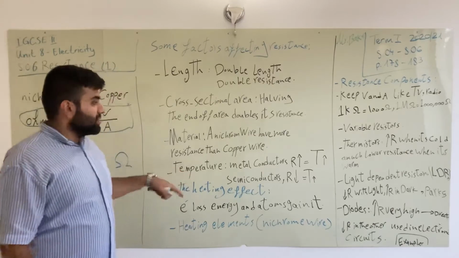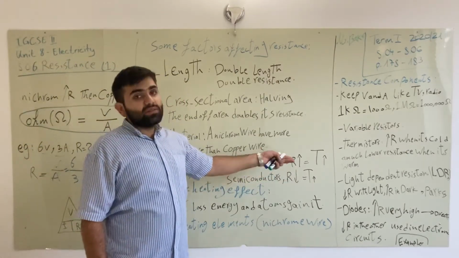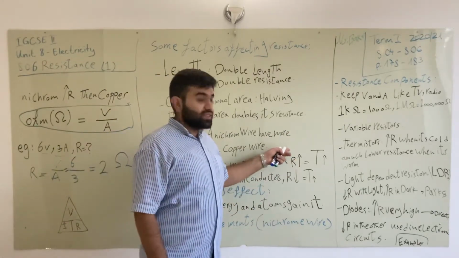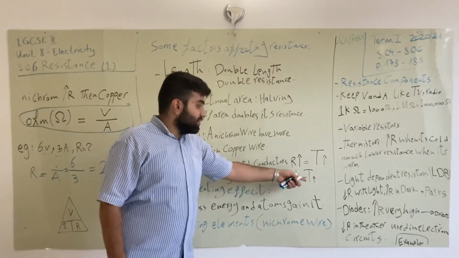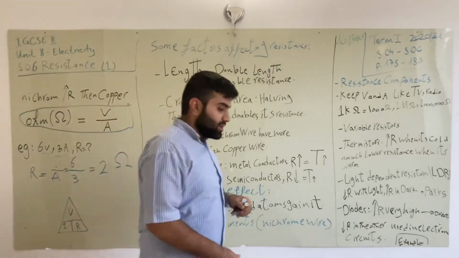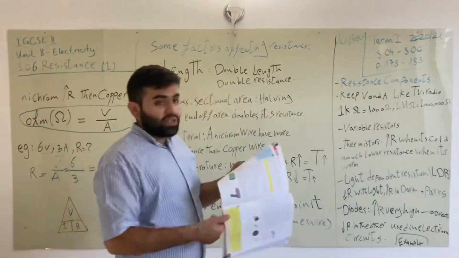Temperature. For metal conductors, when they have a higher temperature, the resistance is higher. But for semiconductors, when I have a higher temperature, the resistance goes lower. You can see the figure in page 182.